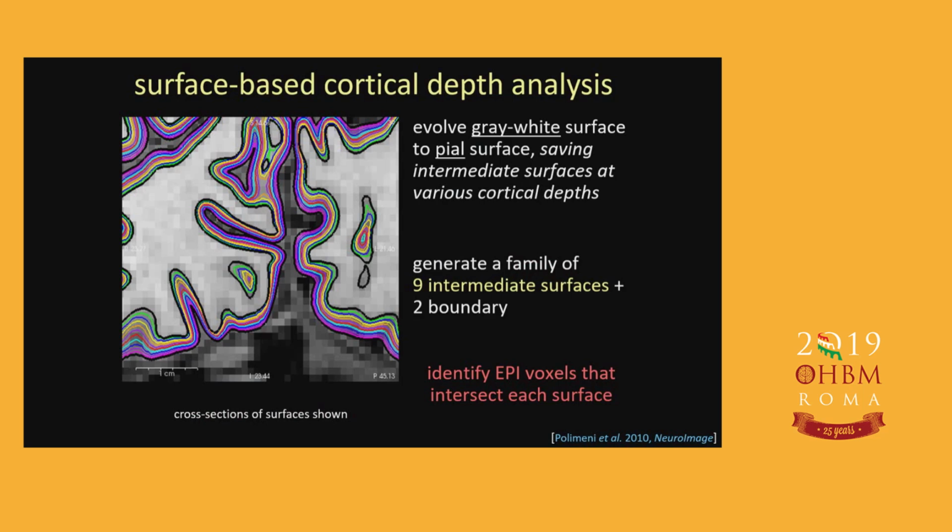Here's an example of what I like to think of as a surface-based cortical depth analysis, in which we start by identifying the gray-white boundary. We reconstruct a surface there and evolve that mesh out to the pial surface, saving intermediate surfaces at various cortical depths. In this case, I looked at 9 intermediate or intracortical surfaces. I'm showing the cross-sections of these surfaces overlaid on the anatomical image on the left there. The idea behind this analysis is to simply identify our fMRI voxels that intersect each of these intracortical surfaces.